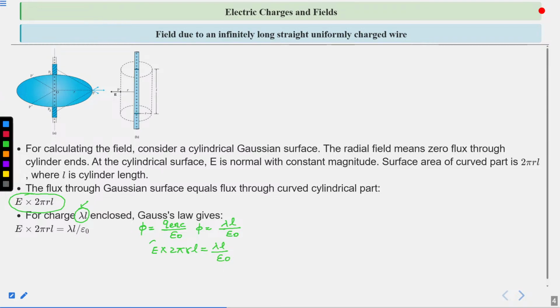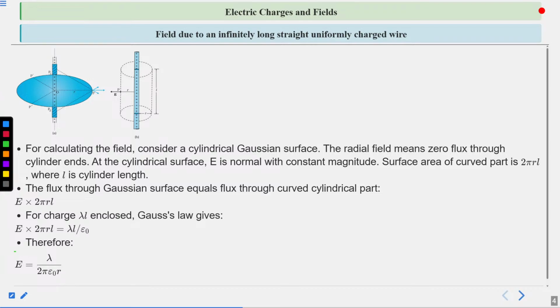How can we calculate E? Solving this, you will get the value of E. Therefore, the value of E is equal to lambda divided by 2 pi epsilon naught into r. Here r is the distance of the point from this line element.